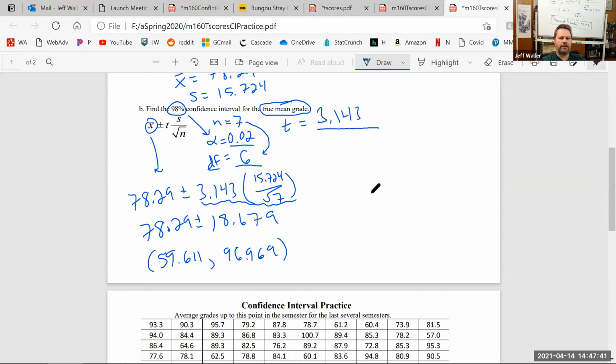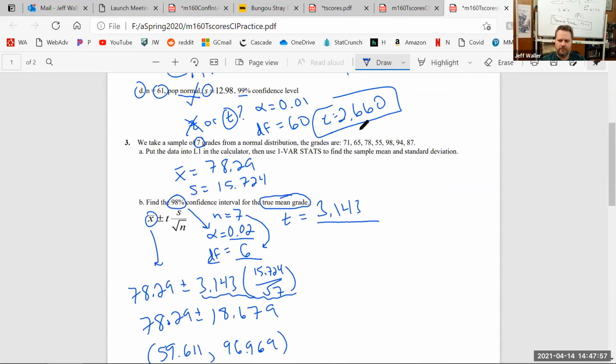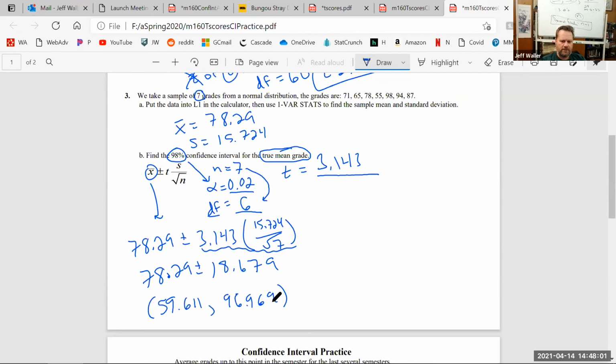How useful is that information? It's anywhere from 60 to 97. It's not really useful at all. Now, of course, it's not really the interval's fault. I mean, how big was our sample? Do we have a very big sample? No, our sample's pathetic. So of course this is going to be really uncertain, right?